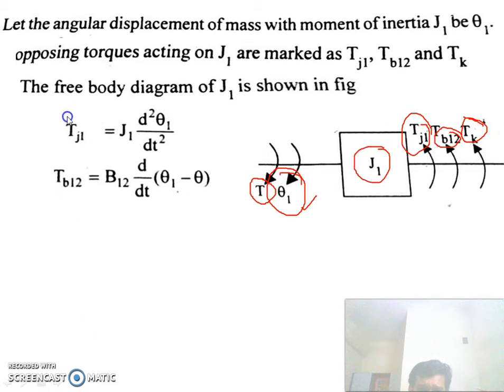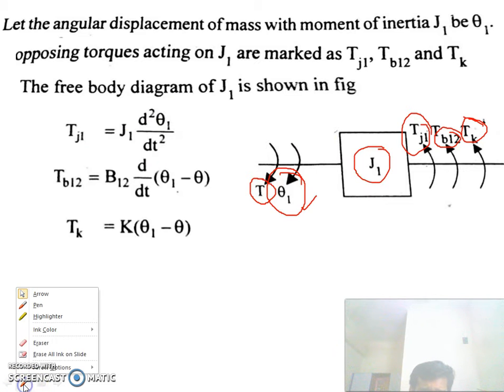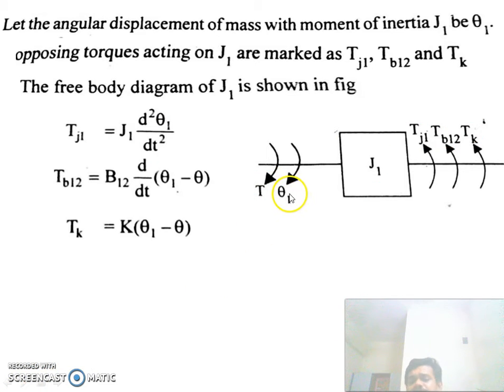First, TJ1 is equal to J1 into d square theta by dt square. Here the displacement is theta 1, so we are getting TJ1 equal to J1 into d square theta 1 by dt square. Then the dashpot is connected between J1 and J2, and J1 has a displacement of theta 1 and J2 has a displacement of theta. So TB12 is equal to B12 into d by dt of theta 1 minus theta, and TK, that is the torque due to the spring, is equal to K into theta 1 minus theta.